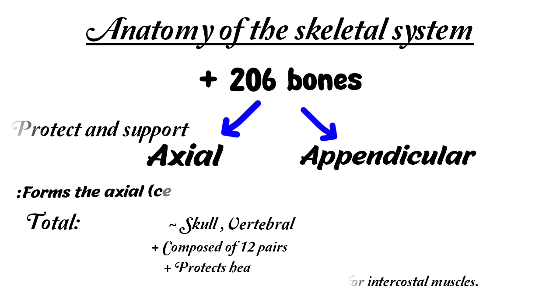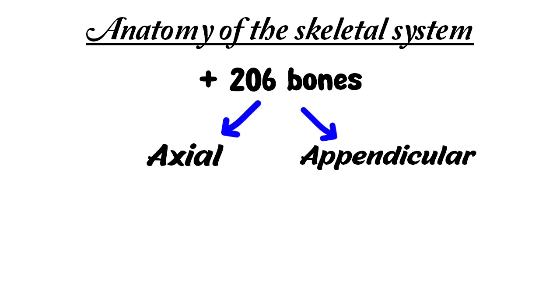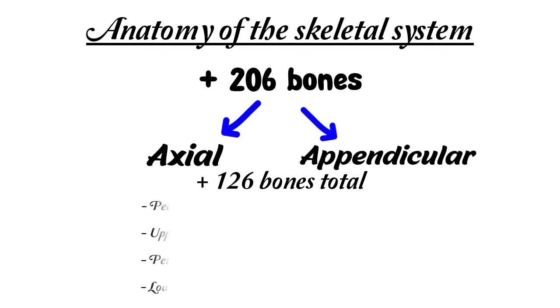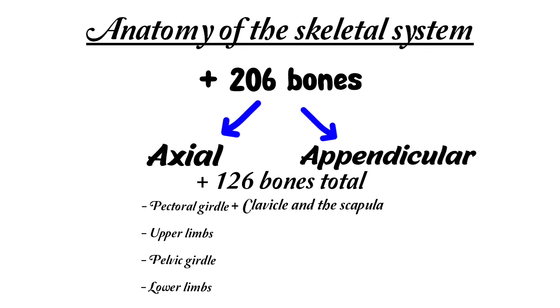Now this takes us to number 2, the appendicular skeleton. The appendicular skeleton includes 126 bones. These are bones of the limbs and the girdles that attach them to the axial skeleton. Examples include the pectoral girdle, which is made up of the clavicle, which is the collarbone, and the scapula, which is the shoulder bone. It attaches the arm to the trunk.